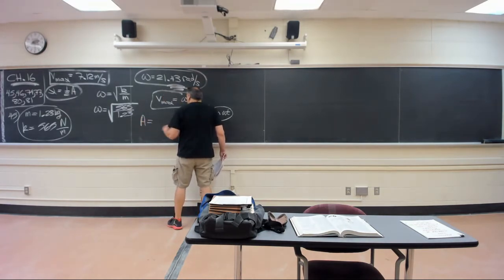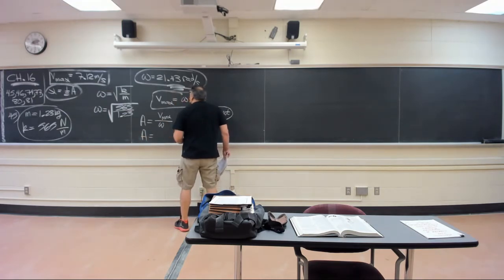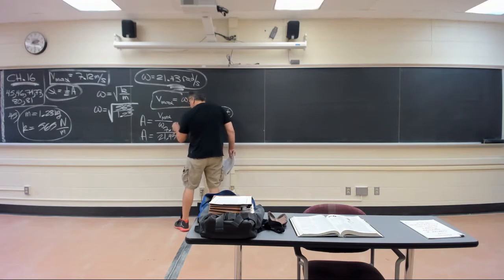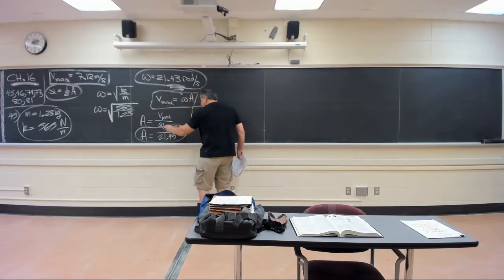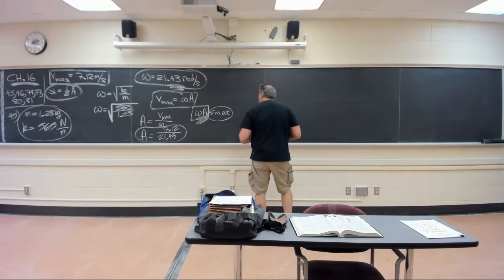A is going to be V max divided by omega. Let's just plug the stuff in as we know it. The V max is 7.12. Omega is 21.43. You're going to grind this out, and you're going to simply get the answer that way.